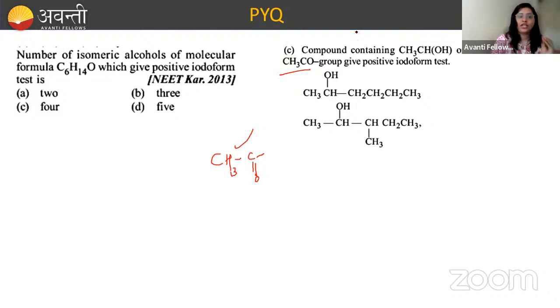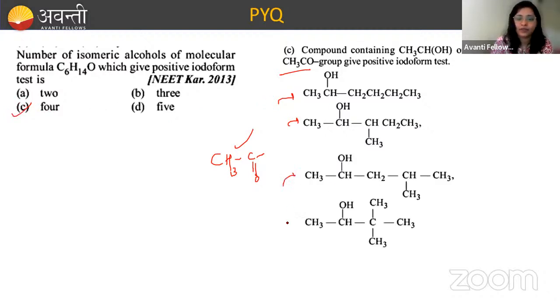Okay, so C6H14O, when I write that molecule in terms of these isomers, then it will be able to give us what? Iodoform test. So how many isomers are possible for this C6H14O? So 4 isomers are possible.